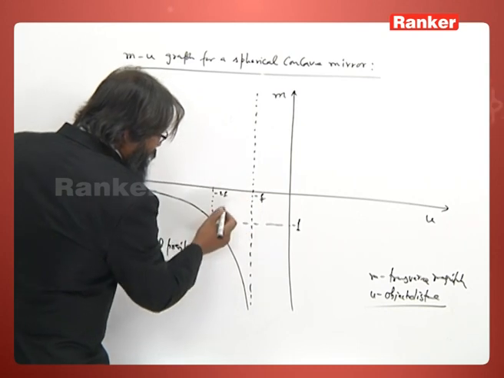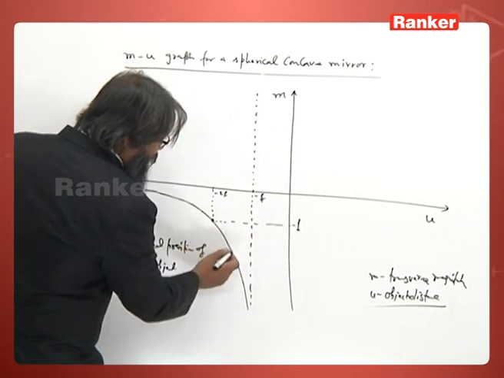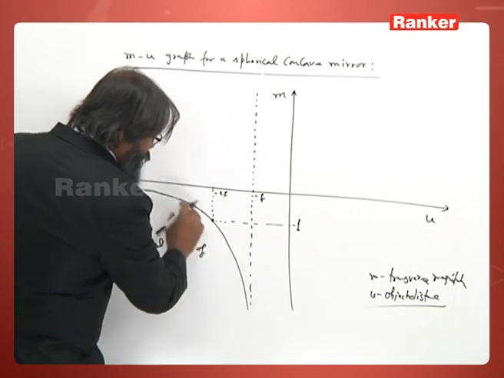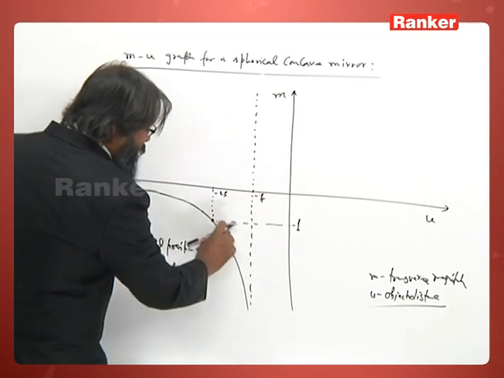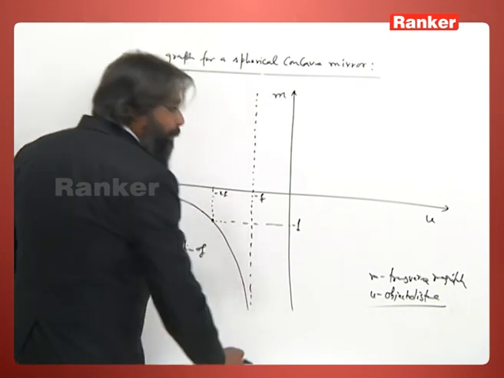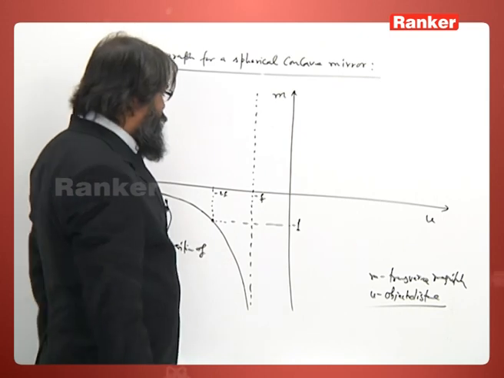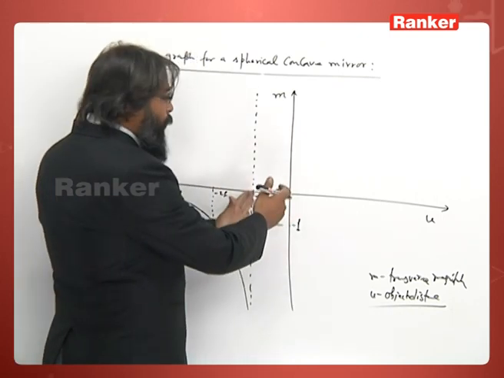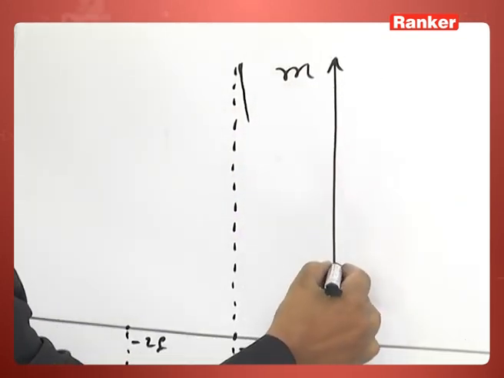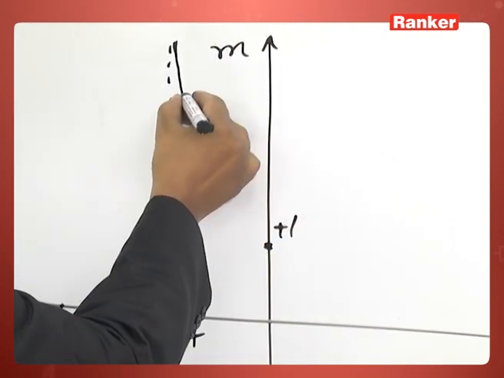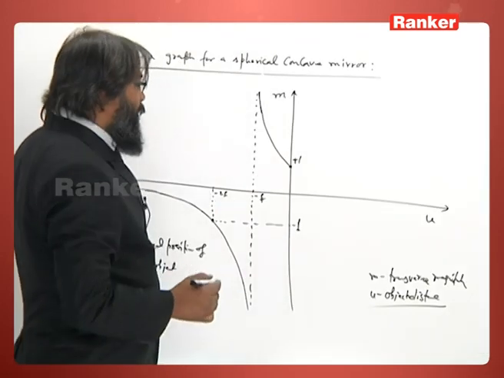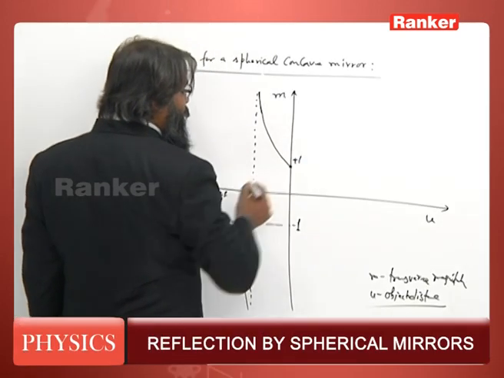Between focus and center of curvature, the magnification is more than 1, and you see this is an inverted image. In all these cases the image is inverted, so minus, and here more than 1. Once we are at focus, the magnification is infinitely large. Now, when we are inside the focus, between pole and focus, the magnification goes like this. Now, this is plus 1. When we are at the pole, we get the magnification as plus 1.